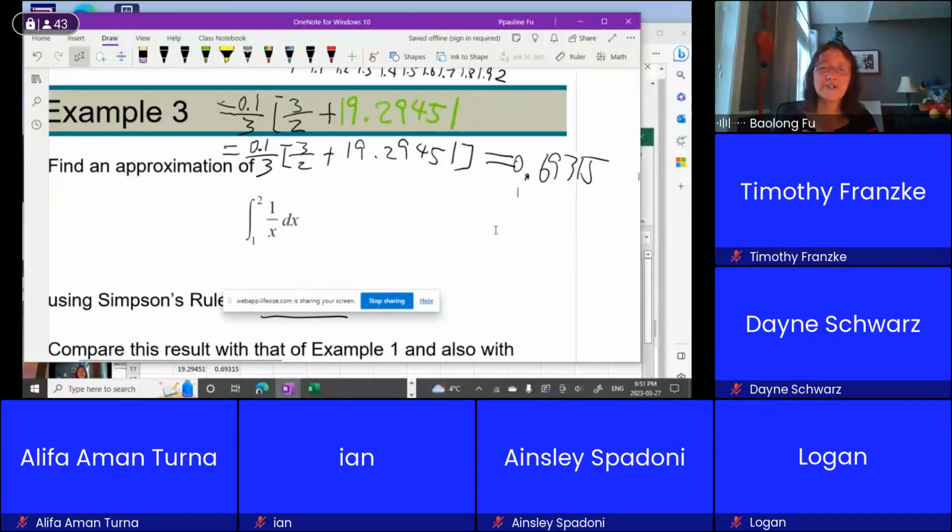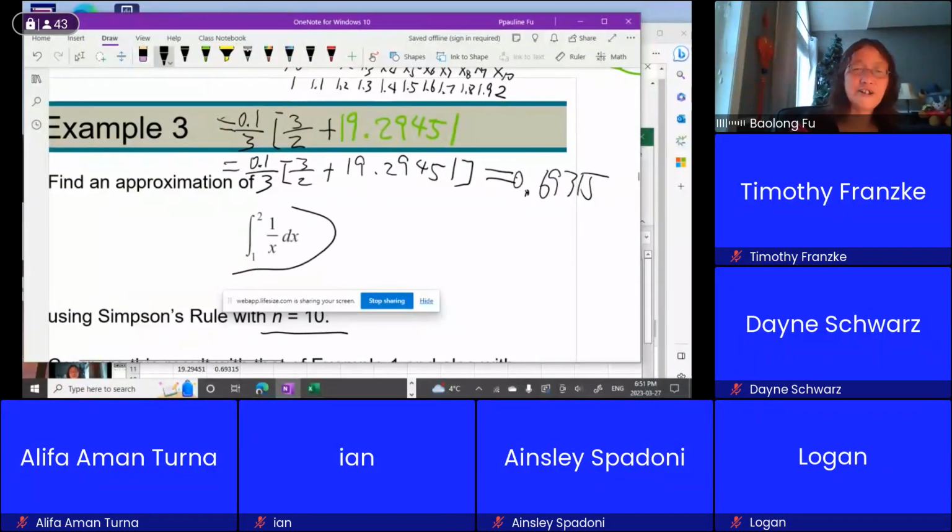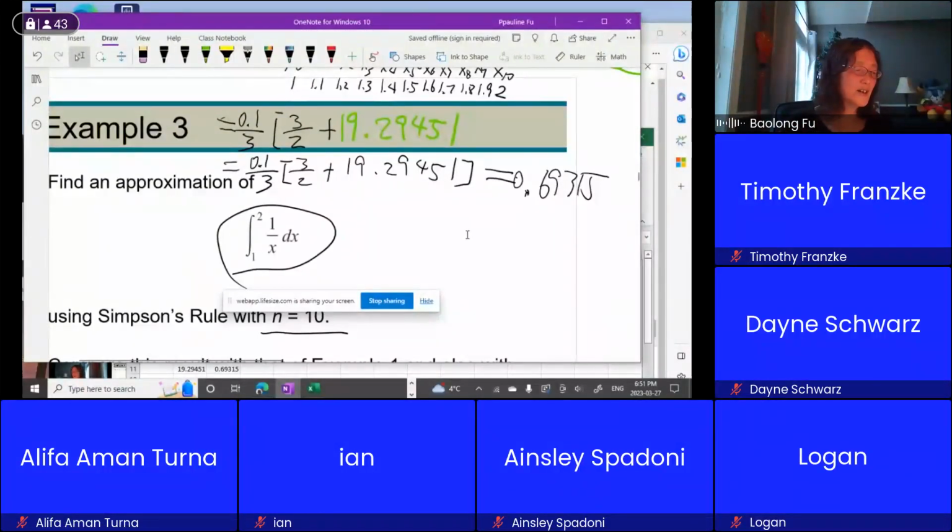Okay, so we got the estimate for this integral using Simpson's rule. And this result is closer to the actual value than the one we got from the trapezoid rule. Okay, so that concludes our session 3 of chapter 7. Take a break. We'll do chapter 8, session 1 and session 2, functions of several variables.